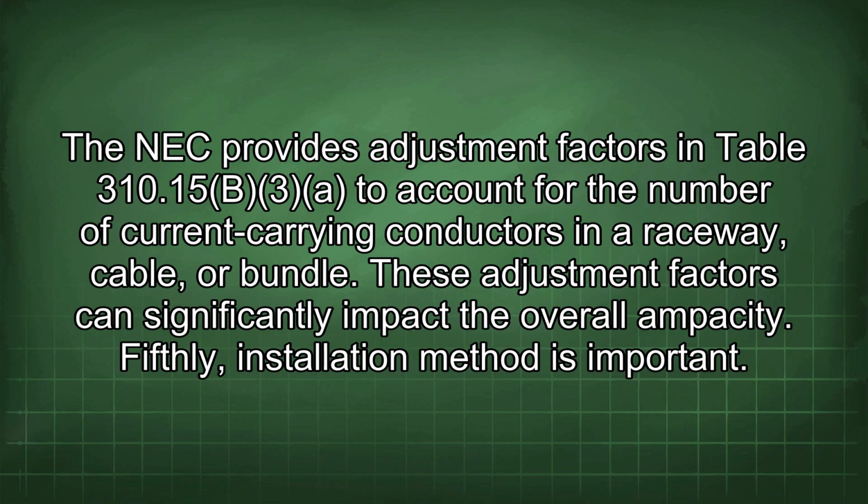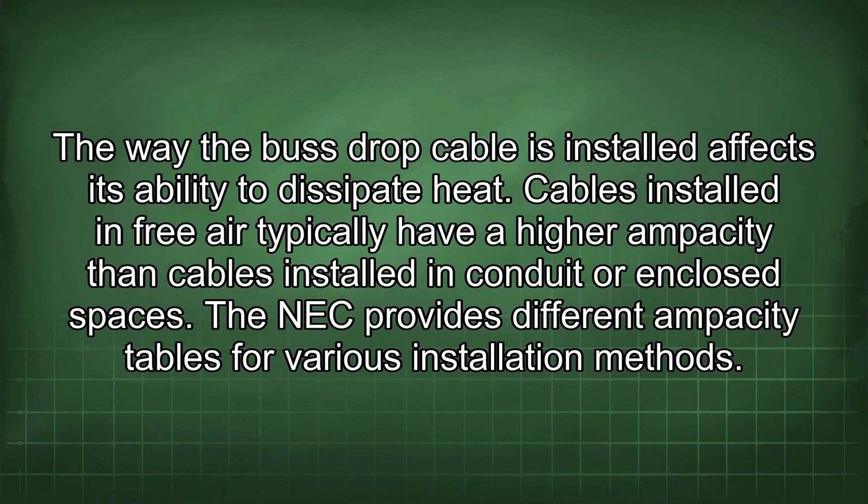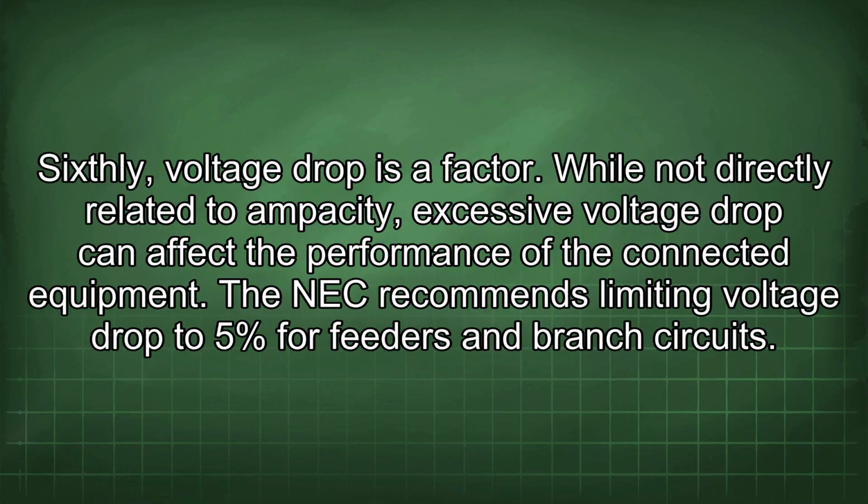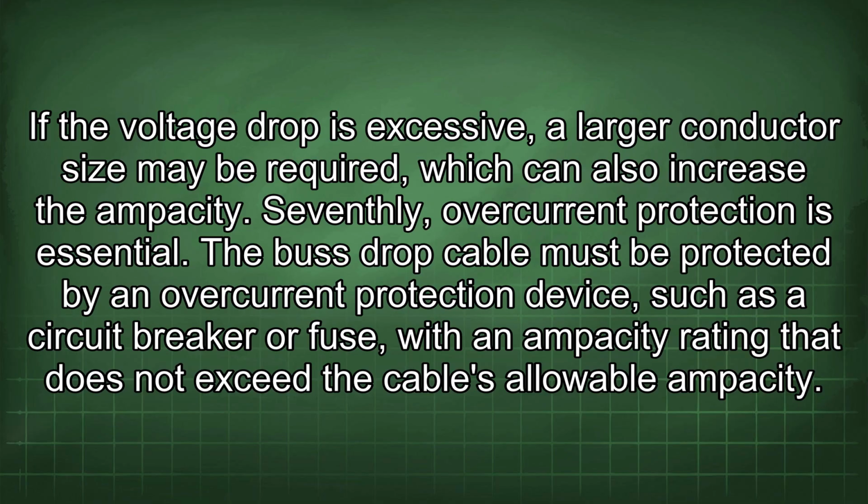Fifthly, installation method is important. The way the bus drop cable is installed affects its ability to dissipate heat. Cables installed in free air typically have a higher ampacity than cables installed in conduit or enclosed spaces. The NEC provides different ampacity tables for various installation methods. Sixthly, voltage drop is a factor. While not directly related to ampacity, excessive voltage drop can affect the performance of the connected equipment. The NEC recommends limiting voltage drop to 5% for feeders and branch circuits. If the voltage drop is excessive, a larger conductor size may be required, which can also increase the ampacity.